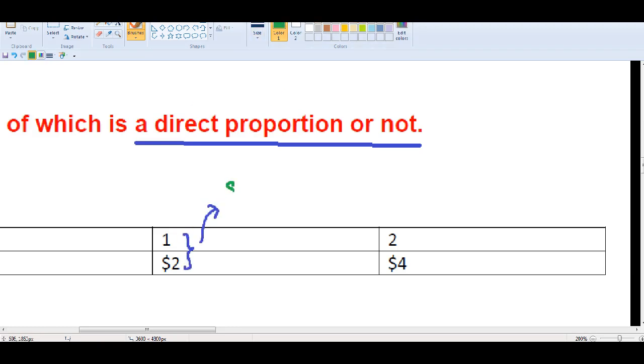Okay, if you use $2 divided by 1 liter, that means $2 per liter, right? So for 1 liter, that will give you $2. You spend $2. Okay, so how about when you buy 2 liters? You got $4, right? So let's see. Okay, so I'm going to use another color. So $4 divided by 2, then still $2 per liter.